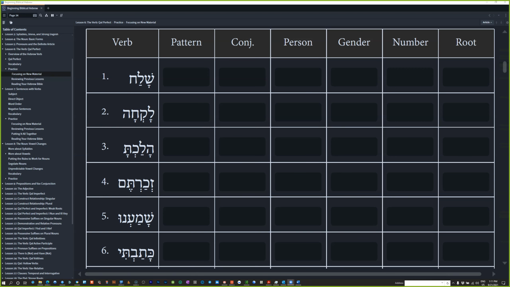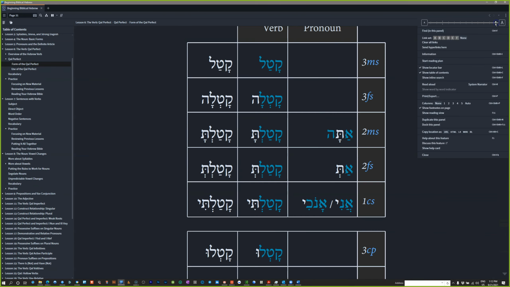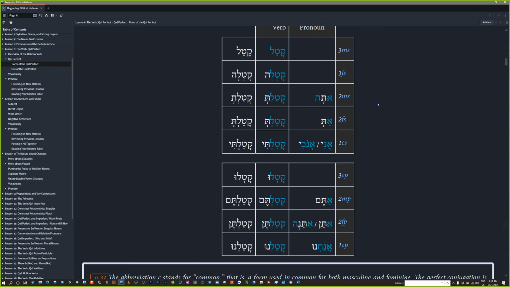So what we were looking at last time was practicing these paradigm forms that we learned last week, for the Qal Perfect. Let me just get it all to fit on one page. It's helpful to be able to rattle these off, memorize them to the point where you've got a rhythm for them.